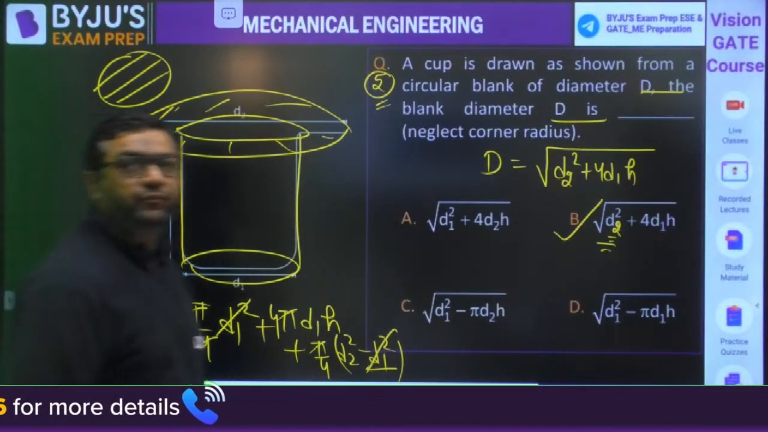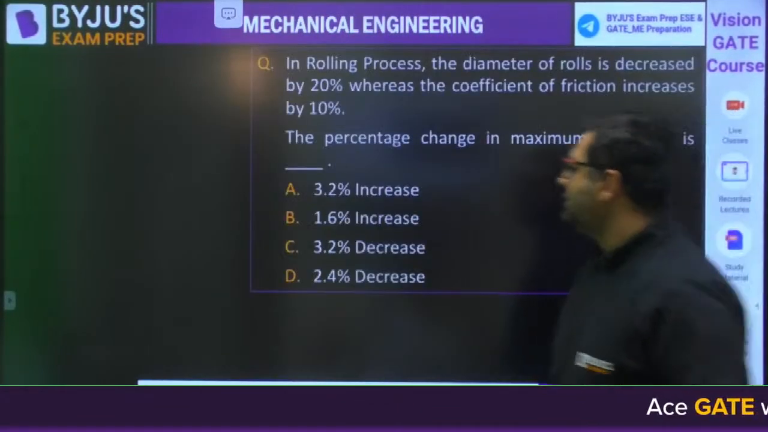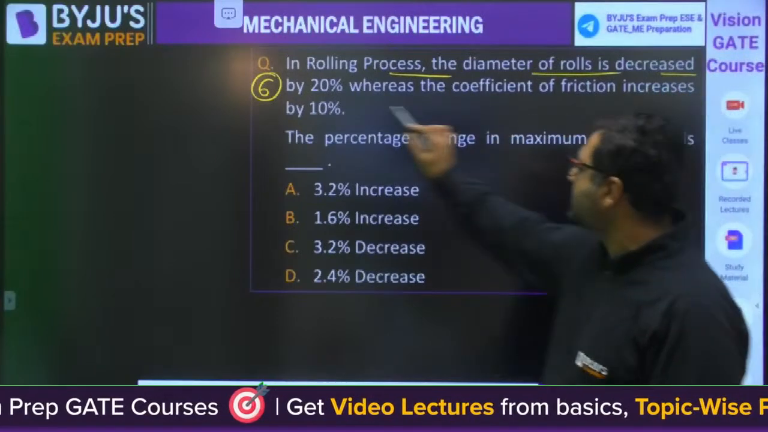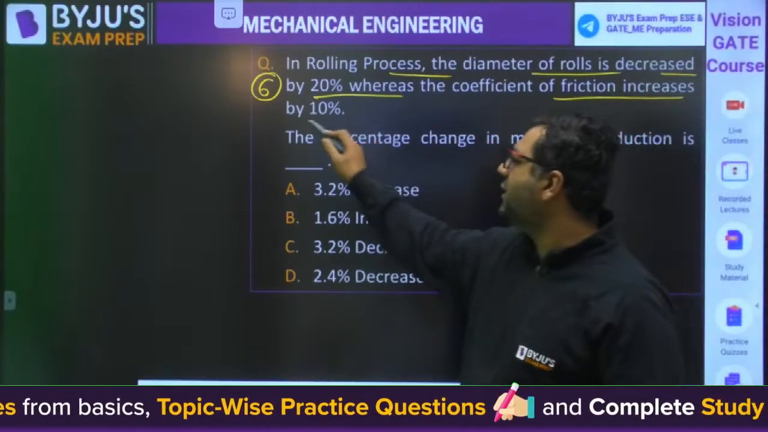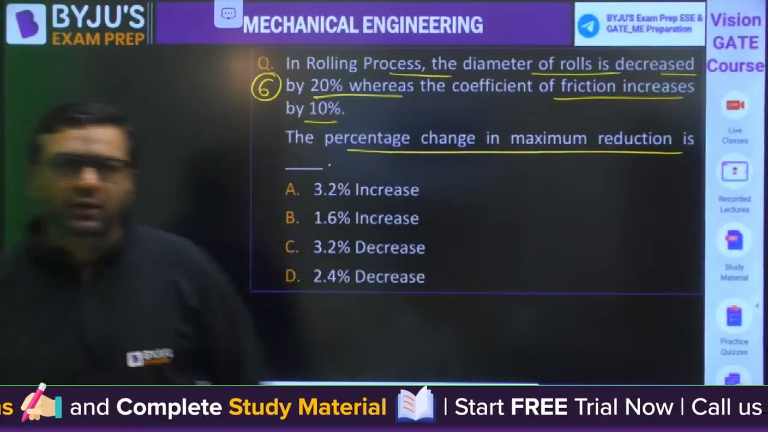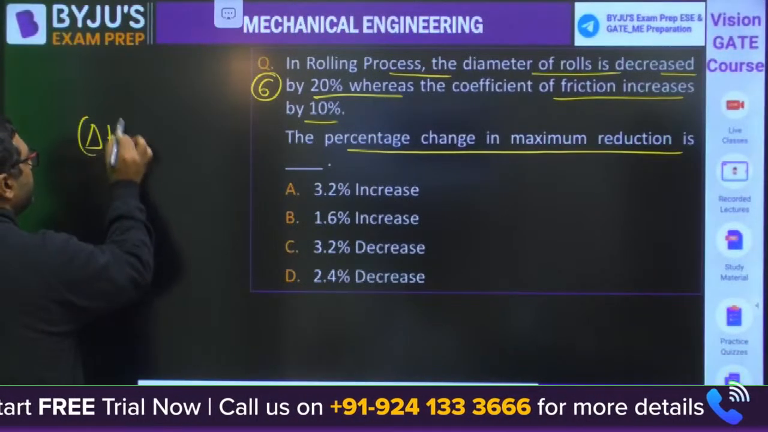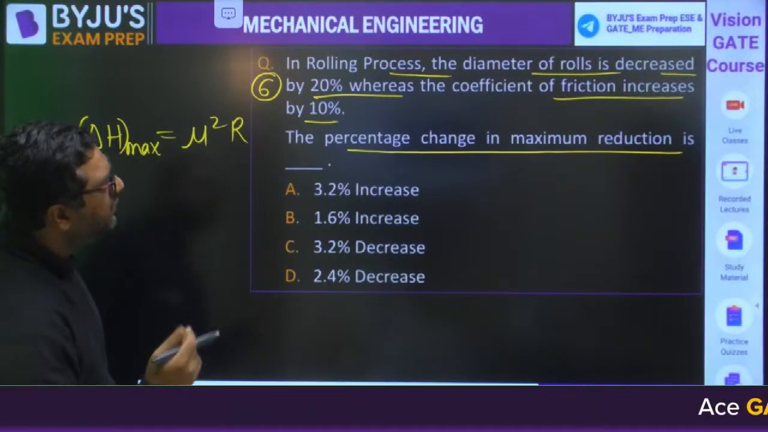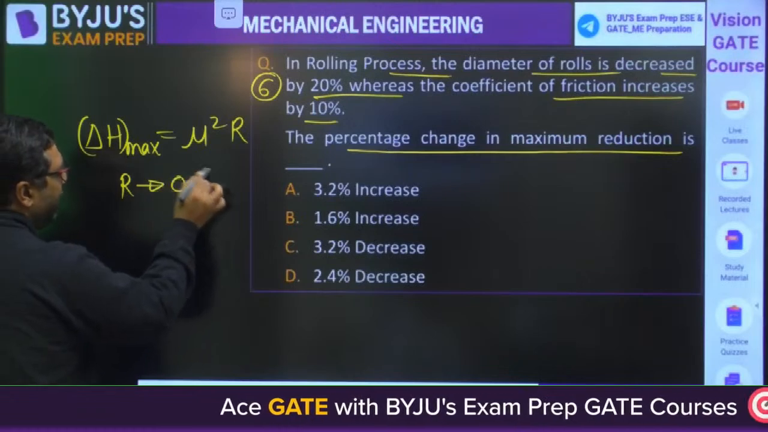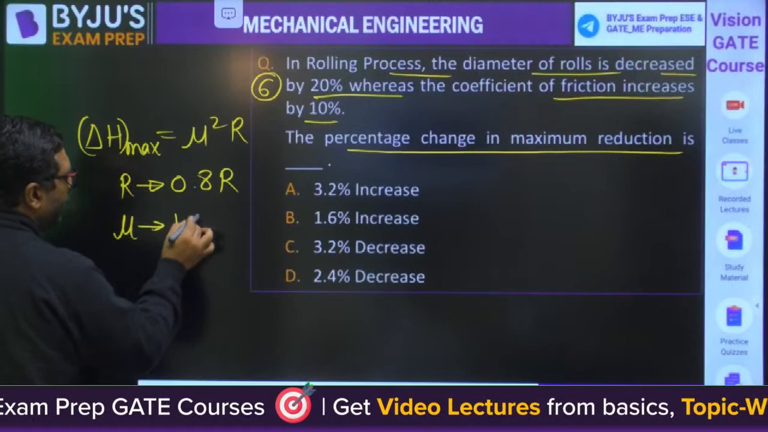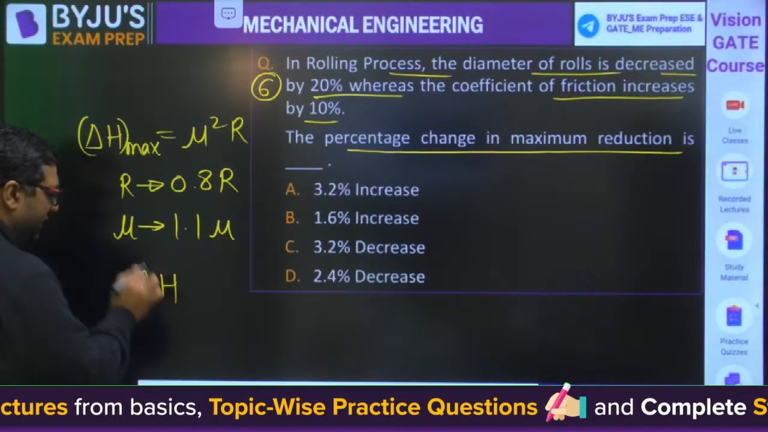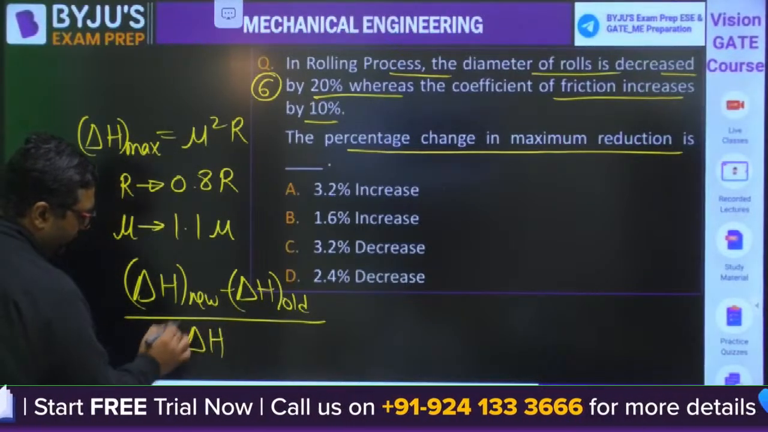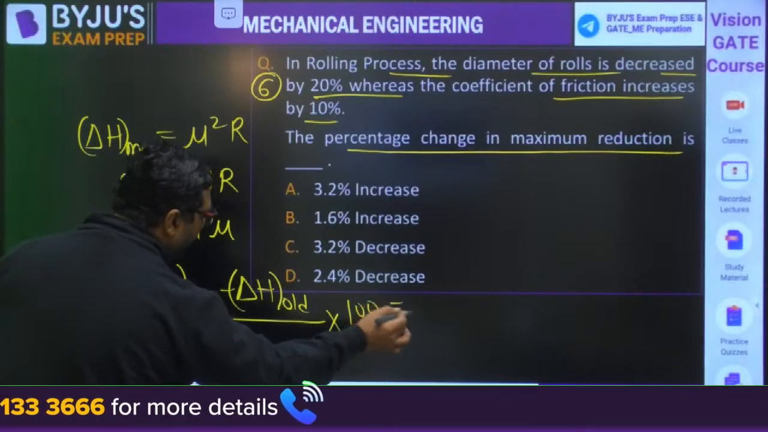Moving to question number 6, guys. This is a good question from rolling. They are saying in the rolling process, the diameter of rolls is decreased by 20%, whereas the coefficient of friction increases by 10%. What is the percentage change in the maximum reduction? The hint is that the maximum reduction is given as mu squared R. R is decreasing, mu is increasing. R becomes 0.8 times R, mu becomes 1.1 times mu. You need to find (delta H new minus delta H old) divided by delta H old, into 100.